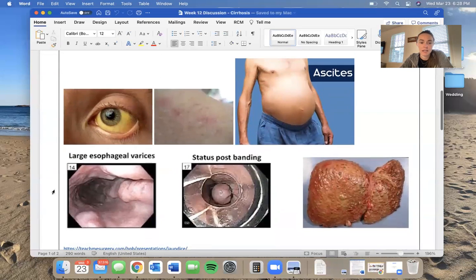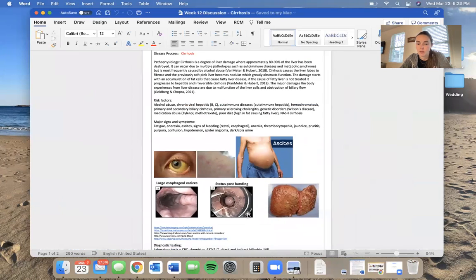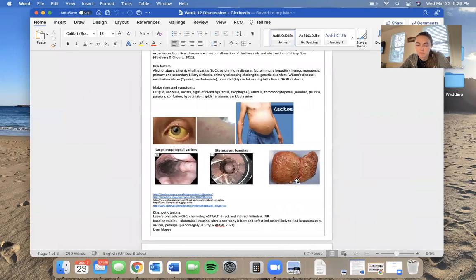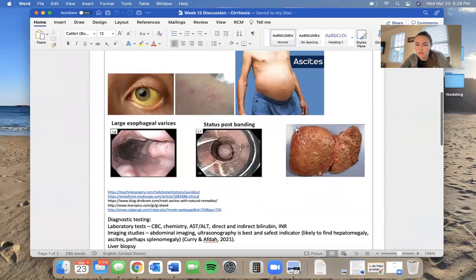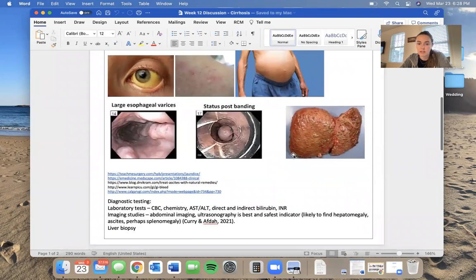Some diagnostic testing, you can see signs and symptoms of these large esophageal varices. You can see going down here, they're swollen vessels here that can rupture because there's too much pressure in the portal system. And to treat that, they put these bands around them to try to prevent them from rupturing. And then lastly, you can see over here a very cirrhotic liver. There's no real pink tissue left anywhere. It's just all of these little nodules that don't really have any cellular function.